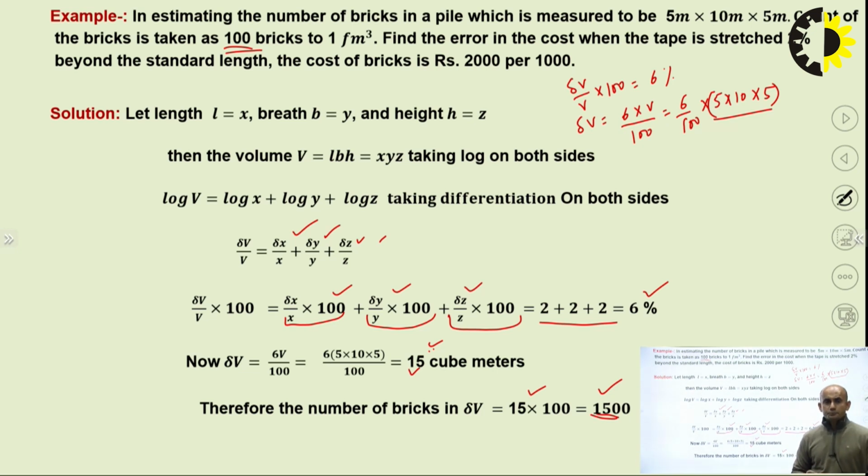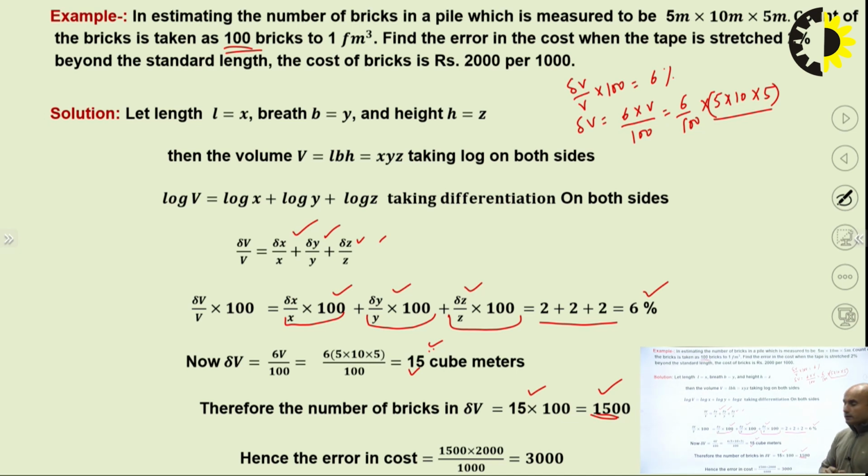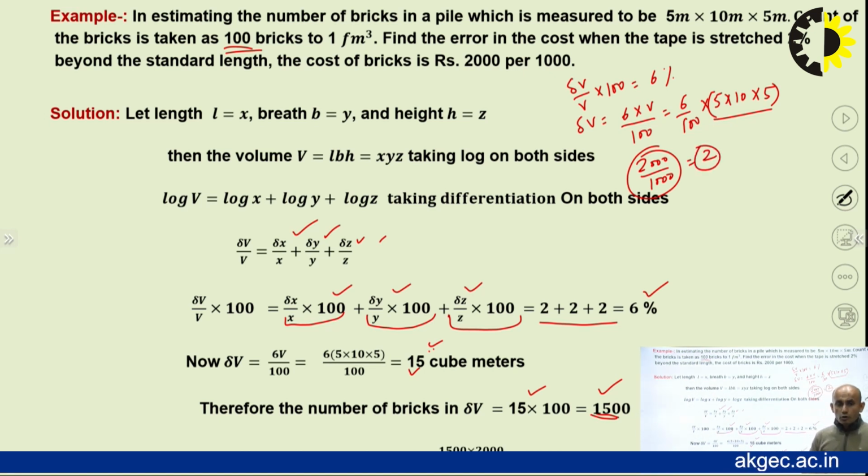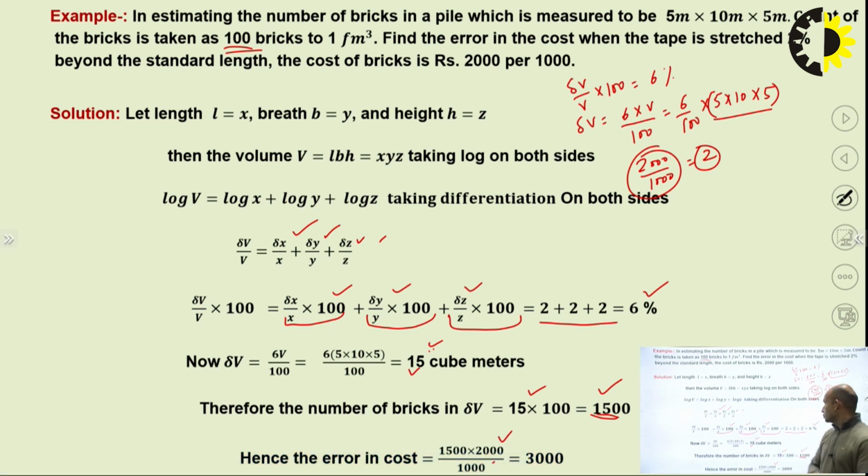Now we have to find the cost of these 1500 bricks. So error in cost will be 1500 times the cost of one brick. Since the cost is rupees 2000 per 1000, this is 2 rupees per brick. So cost of these 1500 bricks will be 1500 into 2000 upon 1000. So this is 1500 upon 1000 into 2000. So finally we get rupees 3000. So error in the cost of bricks will be 3000 here.